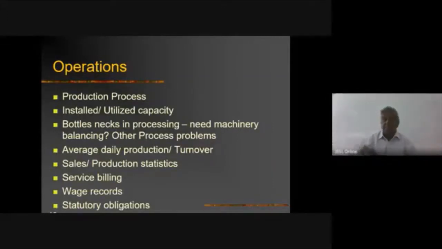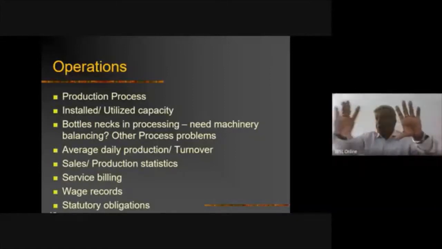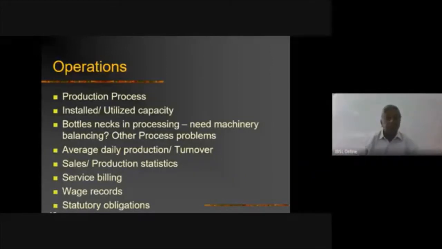Now here, what is the installed capacity? Each machine will have a capacity, and that capacity should be balanced. Otherwise, as I explained to you earlier, there may be bottlenecks, a problem. So the capacities of the machineries should be balanced. This is the raw rice mill production process. So you must have a production process, you must draw a diagram. First machine, second machine, third machine, like that, you must draw.